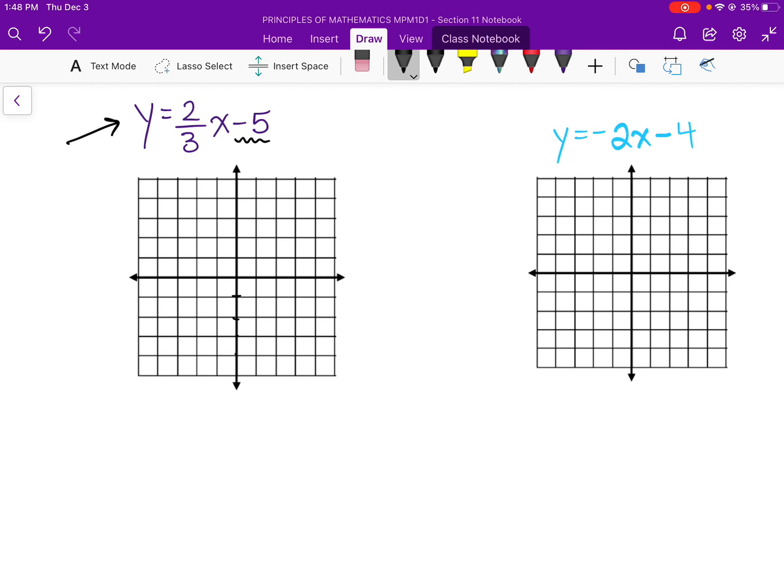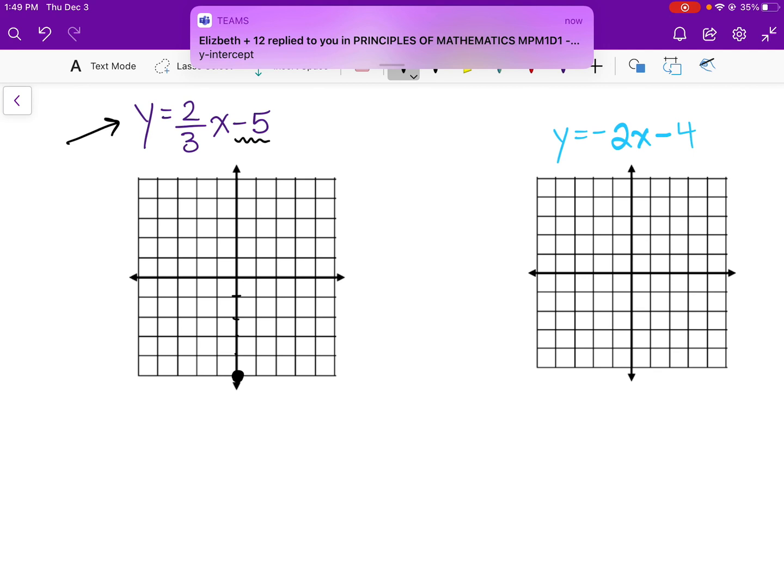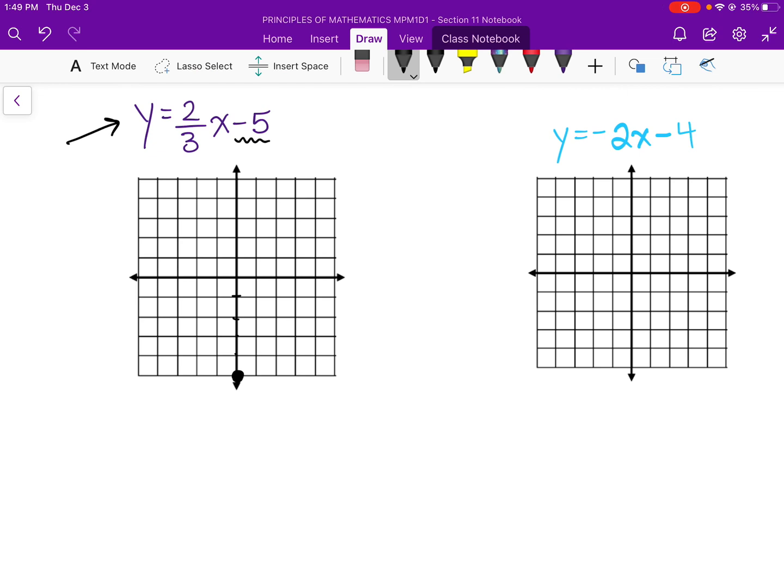1, 2, 3, 4, 5. It's all the way down here. Okay, once we plot the y-intercept, then we can use the rate of change to get our next point. So 2 over 3 is our rate of change, or our slope. So we can use 2 over 3 to figure out the next point on our graph, right? That's one way to do it. So we could go up to 1, 2, and over 3. 1, 2, 3, and that would give us our next point.